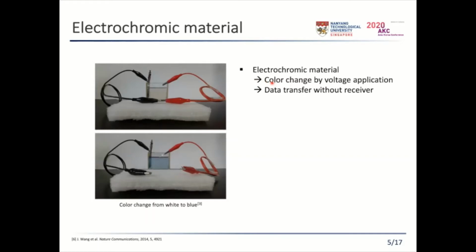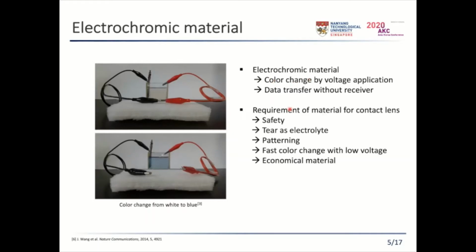For using electrochromic material in contact lens, there are several requirements. Safe to user, using tear as electrolyte, and also easy patterning and fast color change with low voltage, and economical material for mass production. Among the candidates, Prussian Blue was chosen for electrochromic alarm system. This material can switch between transparent and blue by voltage application.